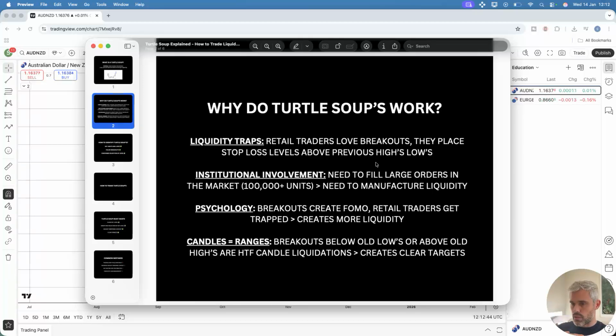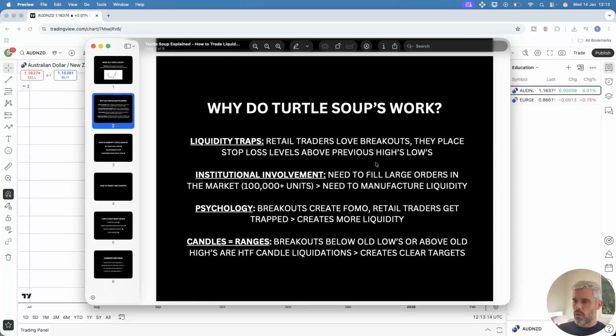Finally, candles, as I talk about all the time, are ranges in their own right. So we're not going to spend ages on that as a concept right now. There are much more detailed videos on my channel. But breakouts below old lows or above old highs are in fact higher time frame candle liquidations. So if we get confirmation that we are going to reject those levels, we open up very clear targets that we can take counter direction trades towards.